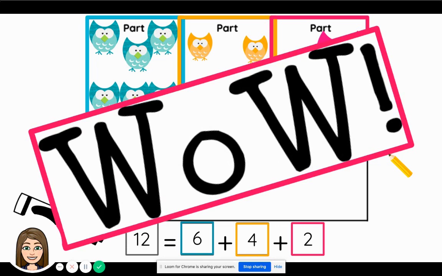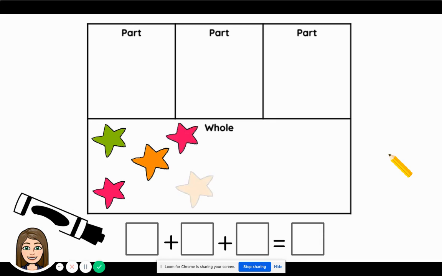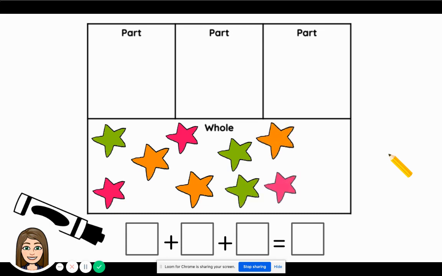Wow, first graders. Let's try it again. This time I have 11 stars. Let's count them together. 1, 2, 3, 4, 5, 6, 7, 8, 9, 10, 11. Let's sort the stars by their color.